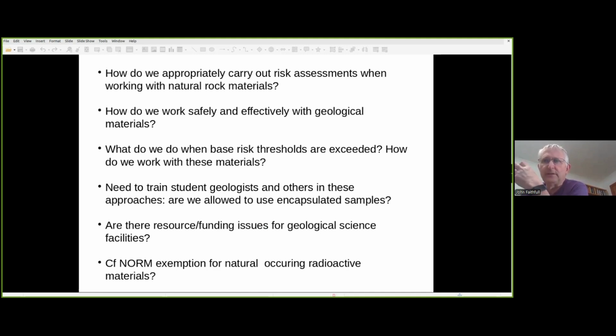And in terms of legislative practice, for naturally occurring radioactive materials, there's an exemption in UK law called NORM, naturally occurring radioactive materials, which means that some radioactive regulations, not all, don't apply to natural materials. And it might be worth looking whether some issues might apply to some aspects of this for natural rock materials as well. But these are things which we'll tease out a wee bit later.